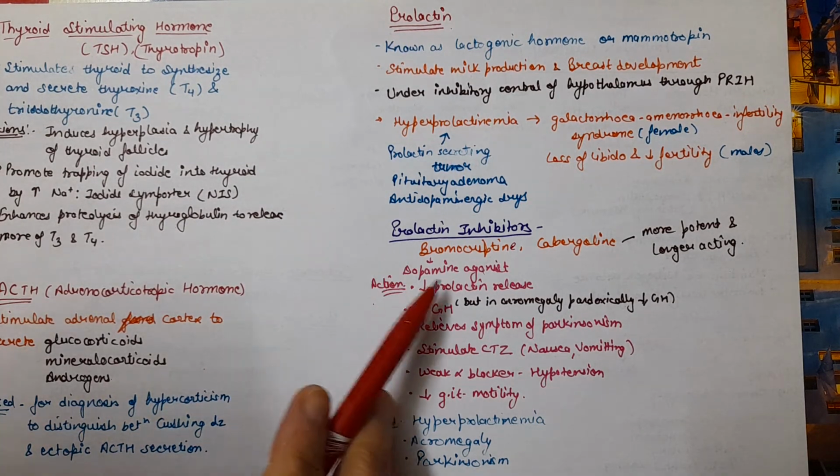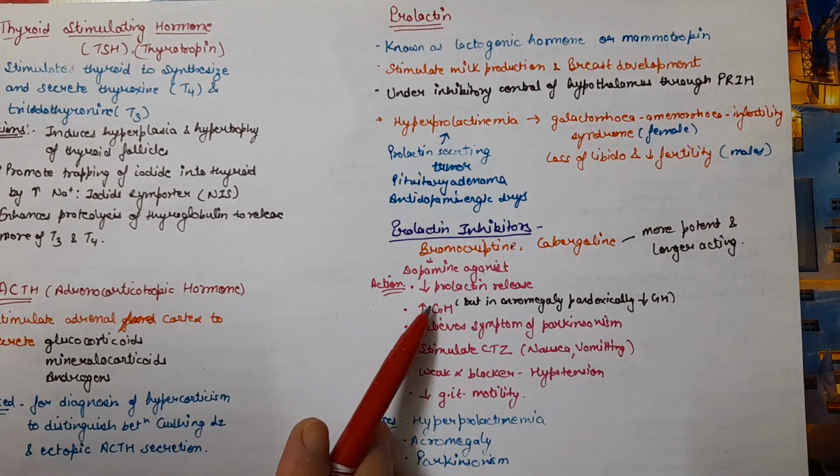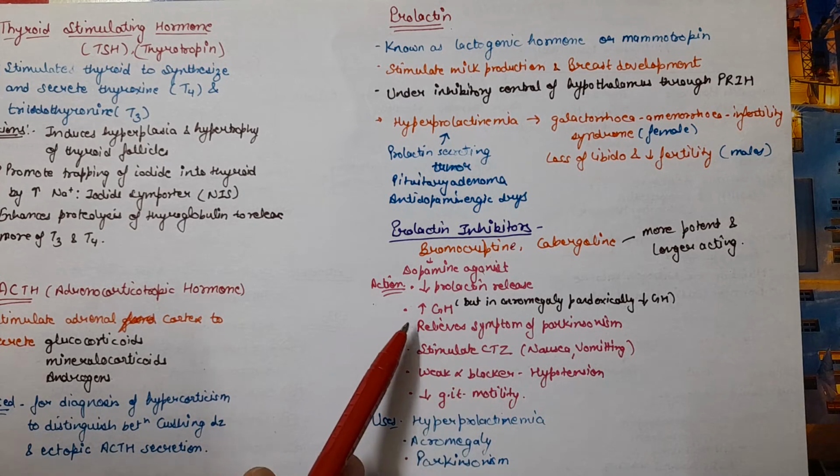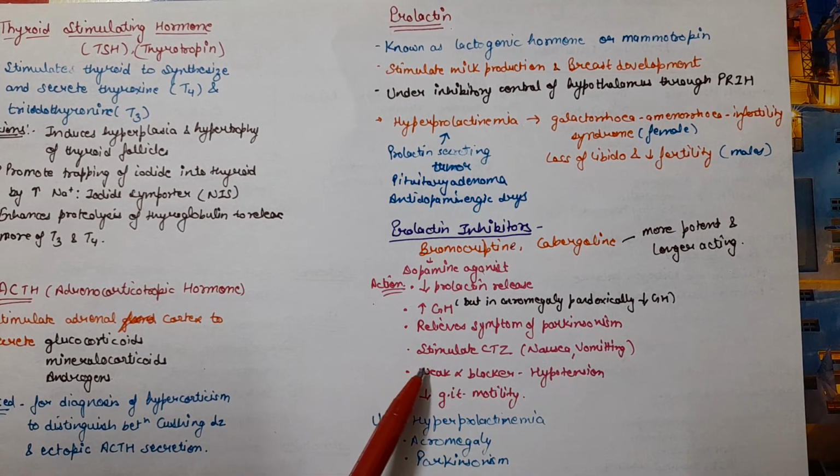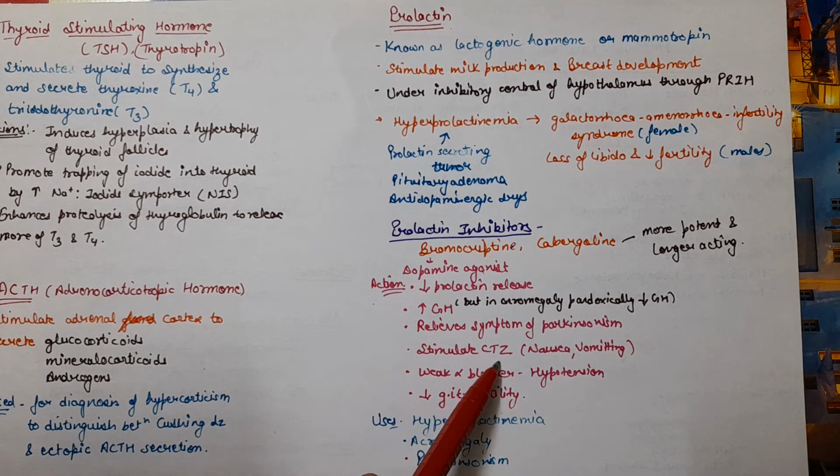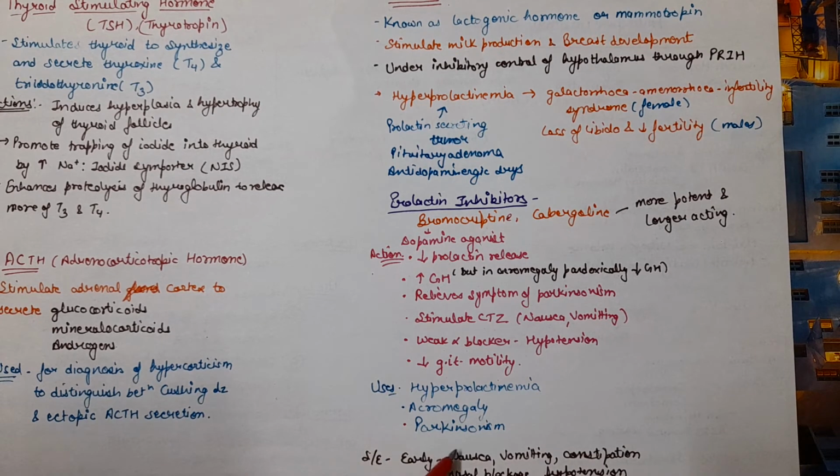Bromocriptine is a dopamine agonist. Its action is to decrease prolactin release. It also increases growth hormone and relieves symptoms of Parkinsonism. It also stimulates the CTZ, which causes nausea and vomiting. It is also a weak alpha blocker, so it causes hypotension, and it decreases GIT motility. Prolactin inhibitors are used in treatment of hyperprolactinemia, acromegaly, and Parkinsonism.